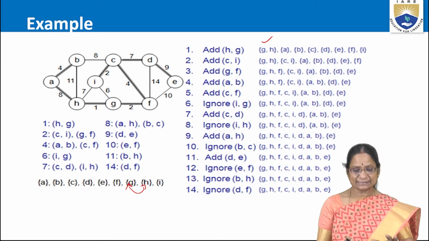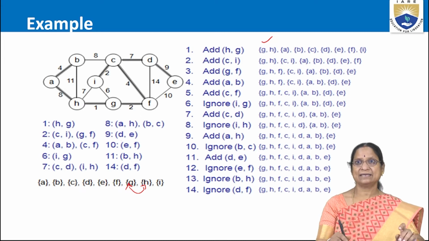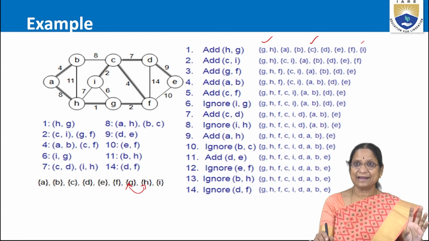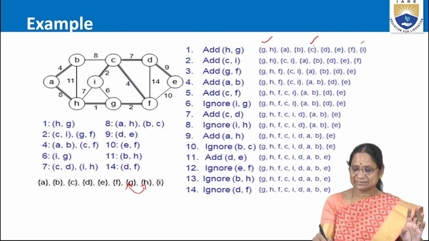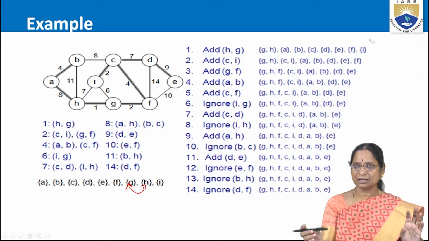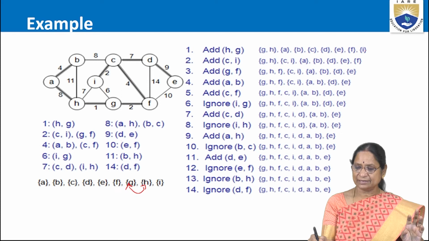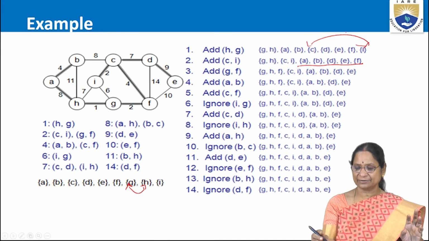What is the next one? Either CI or GF. I'll take CI here. C belongs to which set? C. I belongs to I. Both belong to two different sets, so I can add. After adding, these two sets must be unioned, the C set and the I set. So what is the result after adding CI? GH, CI and A, B, D, E, F. You observe, CI becomes a single set. A single set means a single tree was generated.